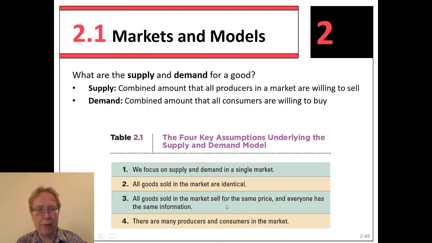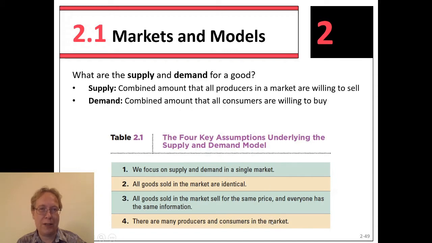We'll also assume that everybody has the same information, and we assume that there are many producers and consumers in this market. And the reason that that is important is that the crucial assumption here is that nobody can individually affect the price. So there are many farmers that grow tomatoes, so one single farmer is not able to influence the world price of tomatoes, say.